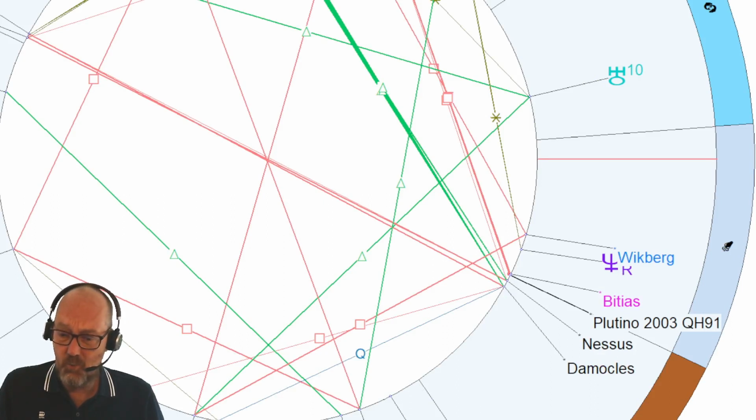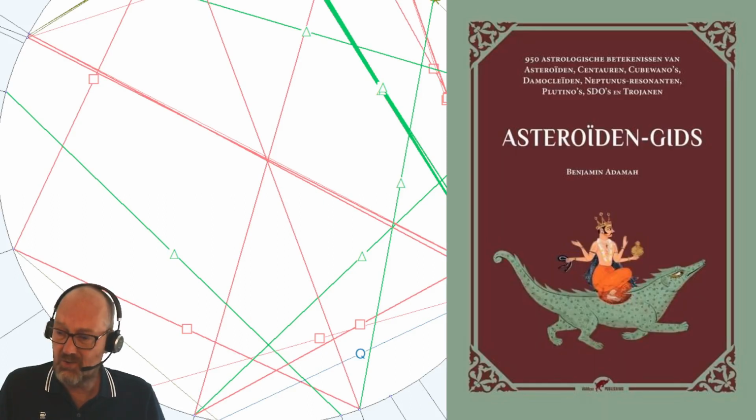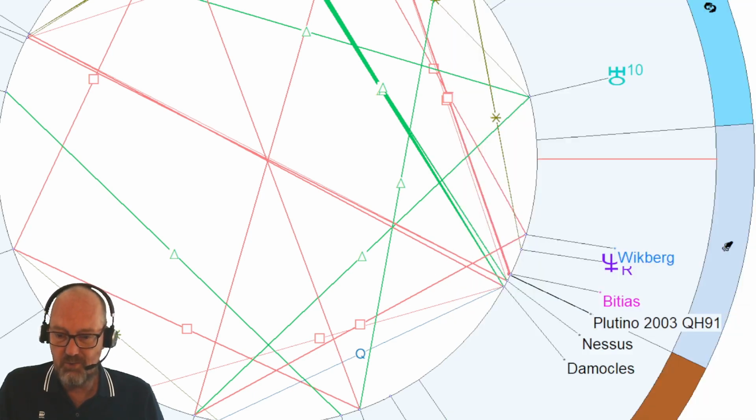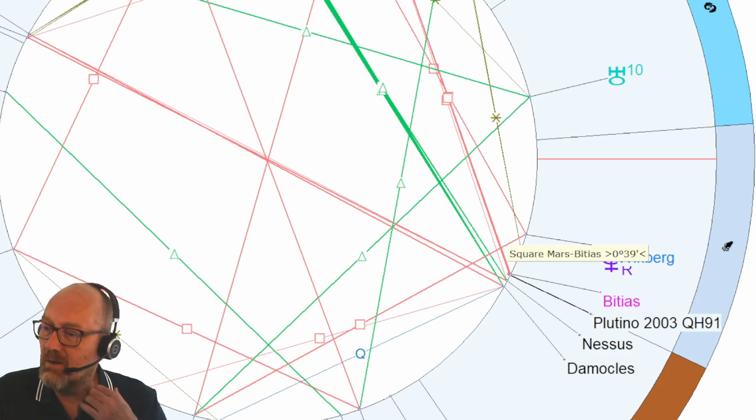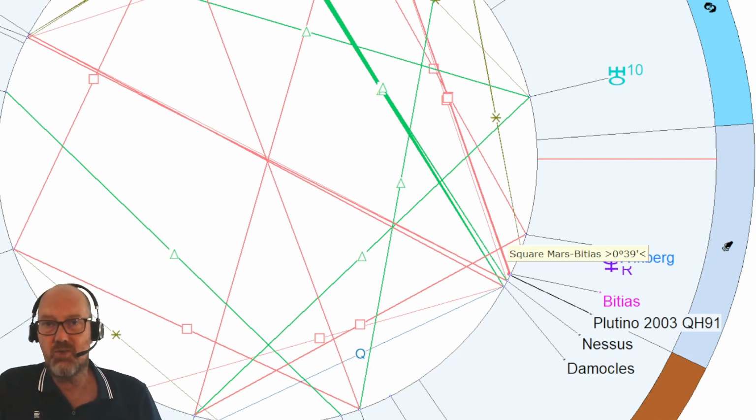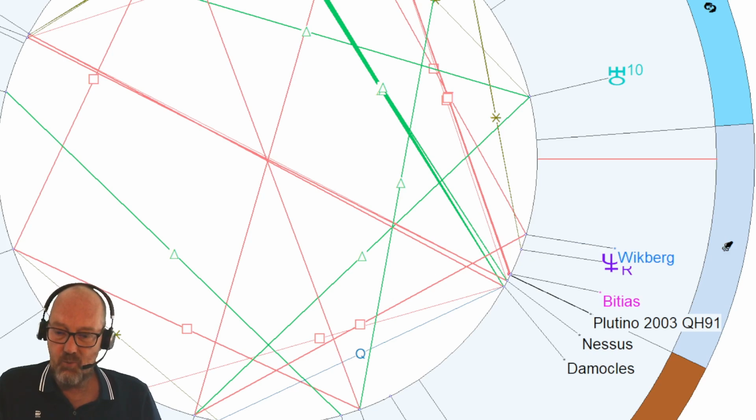Once again, we have to ask some help from our friend Benjamin Adema for this Plutino here, 2003 QH91. And what is Benjamin saying? He says here, this signifies to break into a locked system. Wow, that's right on the money. That's exactly correct.